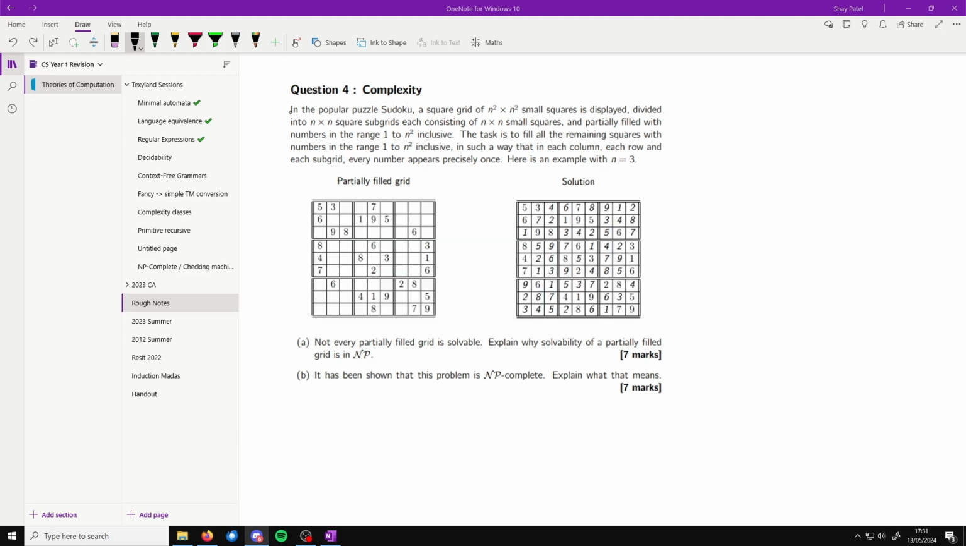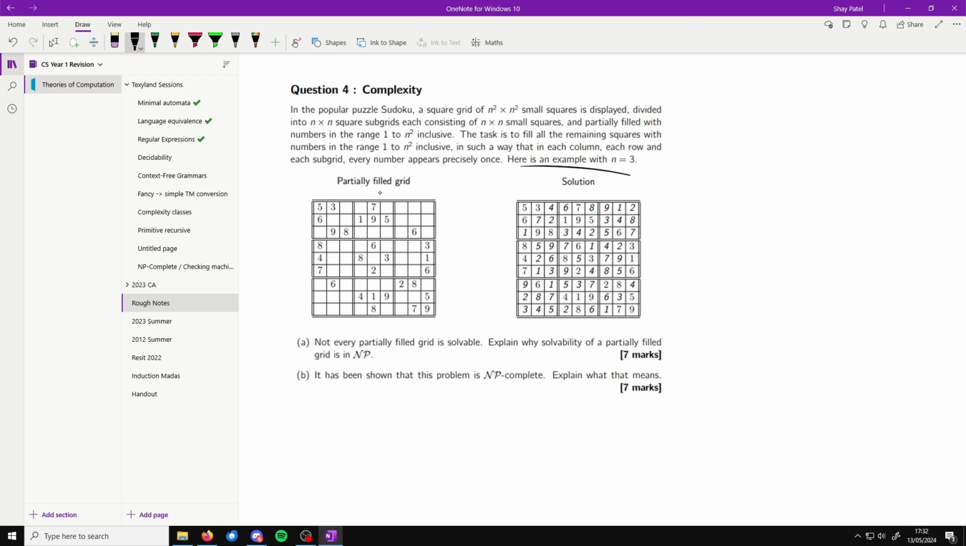In the popular puzzle Sudoku, a square grid of n squared by n squared small squares are displayed, divided into n by n square subgrids, each consisting of n by n small squares, and partially filled with numbers in the range 1 to n squared inclusive. The task is to fill all the remaining squares with numbers in the range 1 to n squared inclusive, in such a way that in each column, each row, and each subgrid, every number appears precisely once.